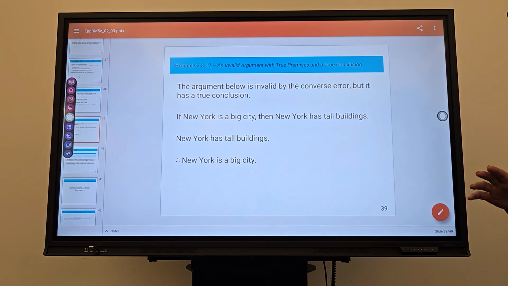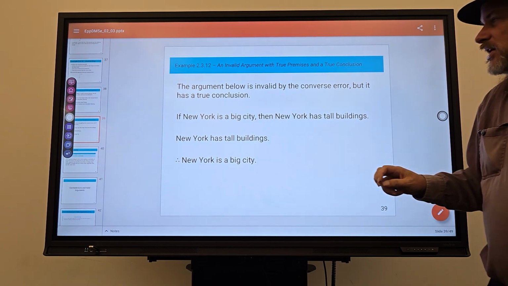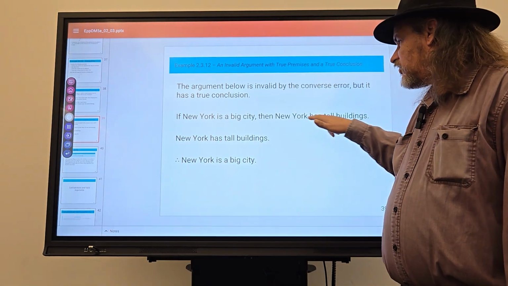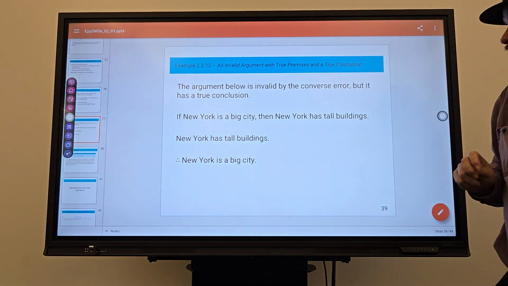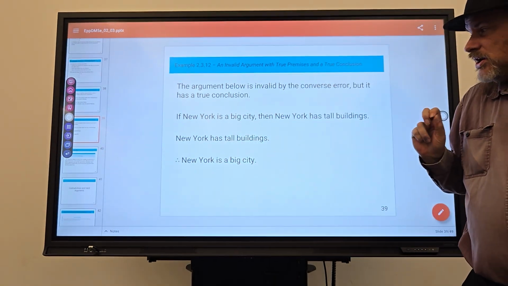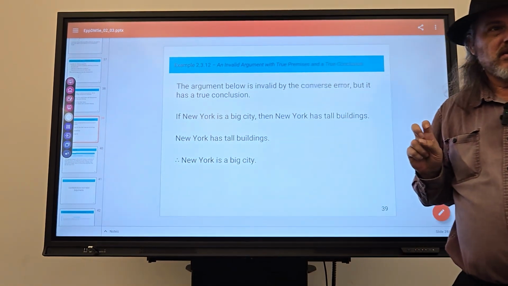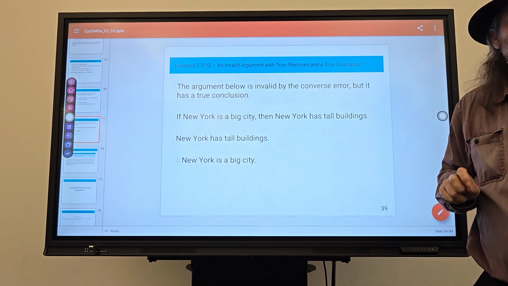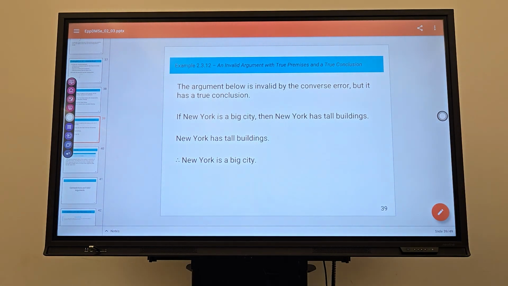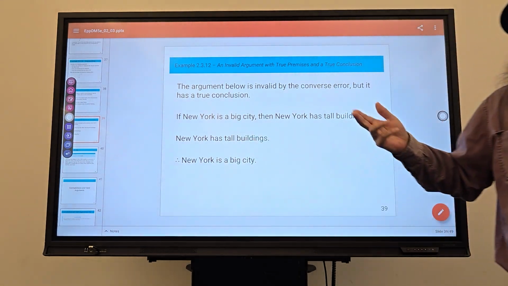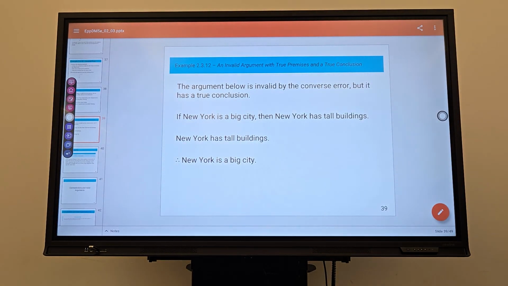Not necessarily true. If you substitute Jackson for that: if Jackson is a big city, then Jackson has tall buildings. Jackson does have tall buildings, but is Jackson a big city? Not by most people's standards. Not compared to Chicago, Dallas, New York, Miami. But Jackson does have a tall building or two. So the argument is invalid by converse error.